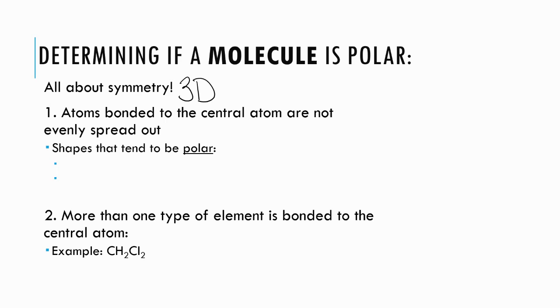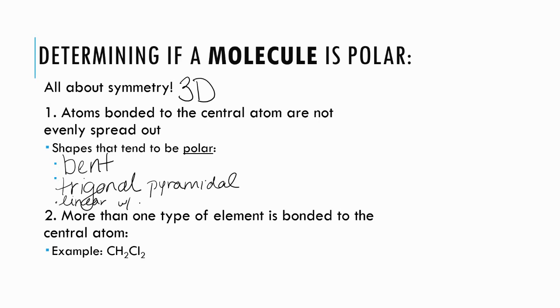Shapes that tend to be polar are going to be bent, just like that water, and also our trigonal pyramidal. Really test my spelling skills. We also can maybe think about linear with just 2 atoms, so just like one single bond being a whole molecule.